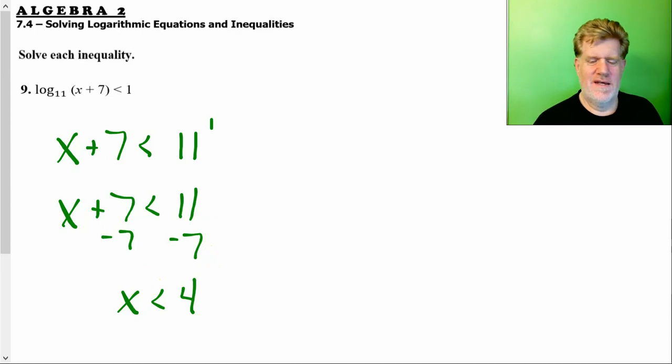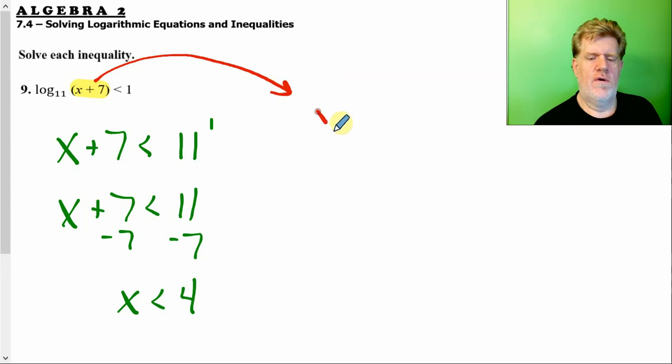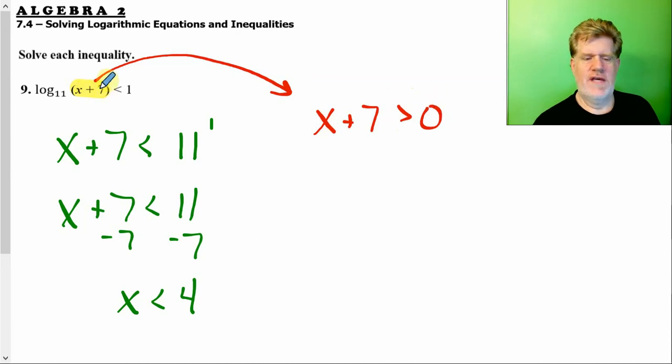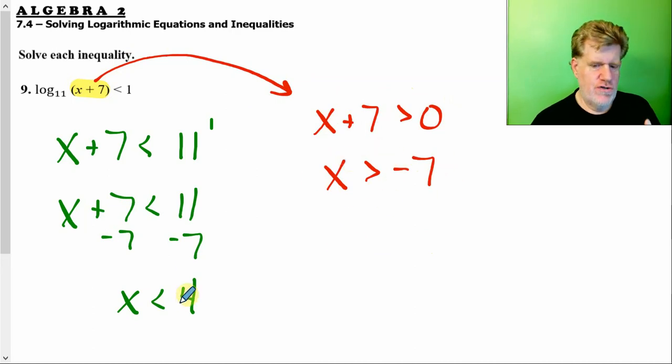So let's just check x plus 7. What I want to know specifically is what values of x plus 7 will give me an answer that's greater than 0? Remember, we cannot take the log of 0 or of a negative number. Well, I subtract 7 from both sides. I have two pieces of information. One, x has to be bigger than negative 7. And two, I know x has to be less than 4.